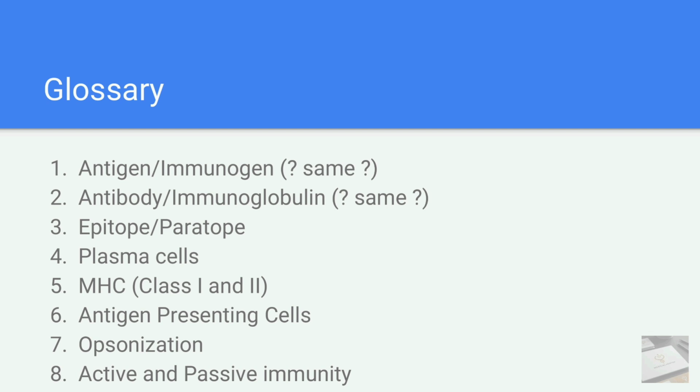MHC or major histocompatibility complex molecules are cell surface proteins that display peptide fragments which may be derived from pathogens or self proteins for recognition by T cells, ultimately playing a crucial role in the adaptive immune system. T cells can be classified as CD4 positive T cells, CD8 positive T cells, T regulatory cells, and memory T cells. So MHC class 1 molecule is present in all nucleated cells, and it presents peptide fragments to CD8 positive T cells, also known as cytotoxic T cells. Whereas MHC class 2 molecule is present in antigen presenting cells and presents its peptide fragment to CD4 positive T cells, also known as helper T cells.